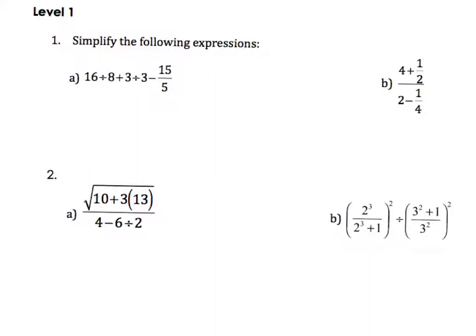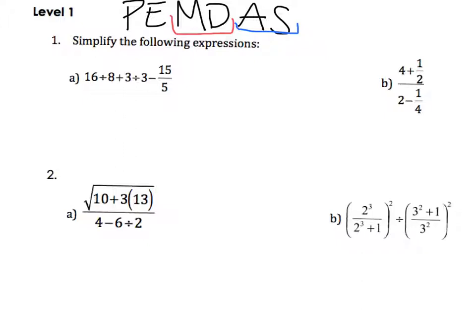Okay, so level 1 is order of operations. If you remember from last year, for your order of operations, you need to start first with parentheses, then exponents, then multiplication, division, addition, and then subtraction. Remember, your multiplication and division go hand in hand, and same thing with your addition and subtraction. You can do those all in one step. It doesn't have to be multiplication first or addition first. You can just do it all from left to right.